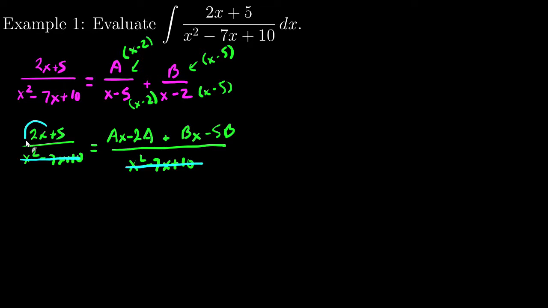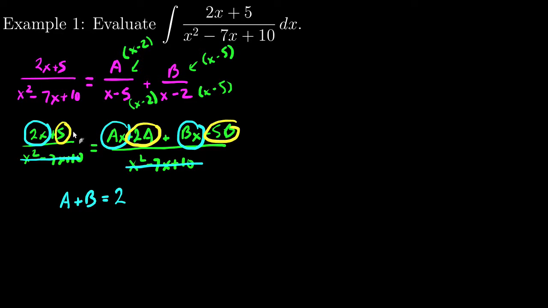I see 2x, ax, and bx, and that means that a plus b must equal 2. And I see the constant 5 and negative 2a and negative 5b, so these without the x have to add up, so negative 2a minus 5b equals 5, and I can just solve this system. Now, this system I'll do by hand. I'll show a calculator system in the next problem.